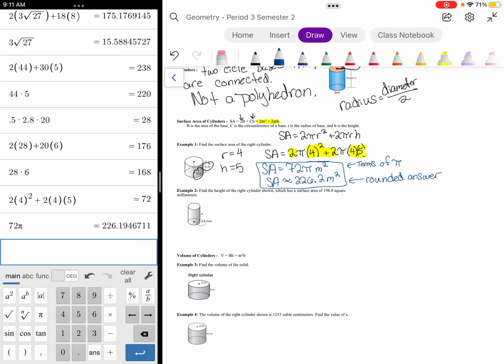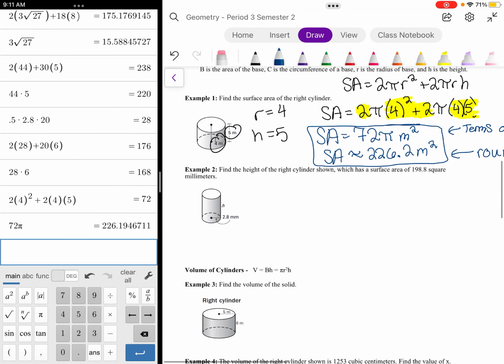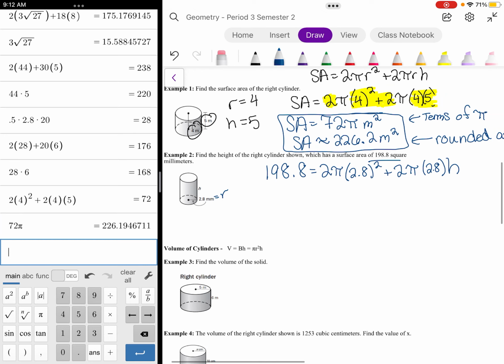Okay, so let's do our next example. For this one, they want us to find the height of the cylinder, and they gave us the surface area. So we're going to put 198.8 equal to our surface area formula, and we know our radius is 2.8. So we're going to have 2 pi times 2.8 squared plus 2 pi times 2.8 again times our height.